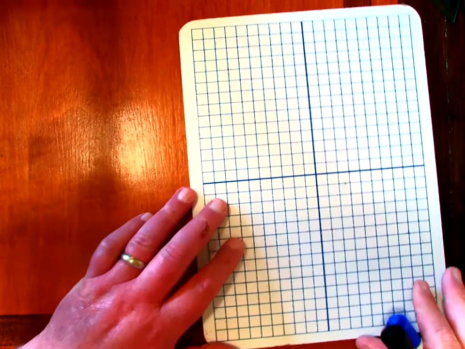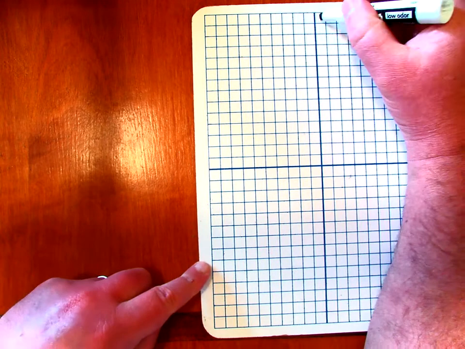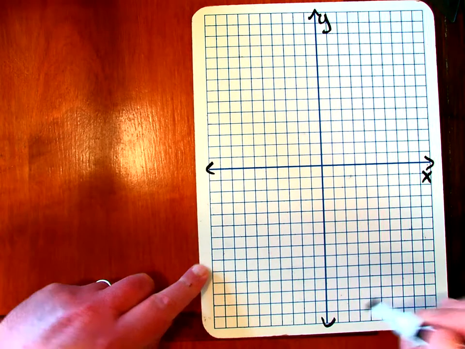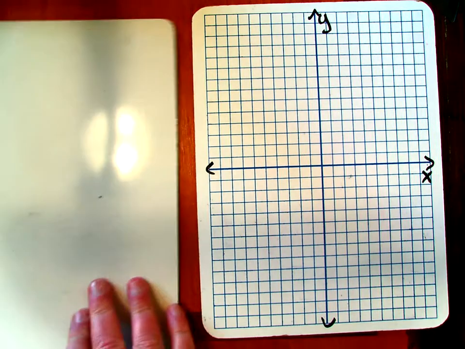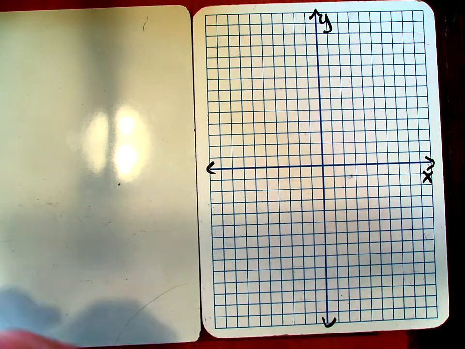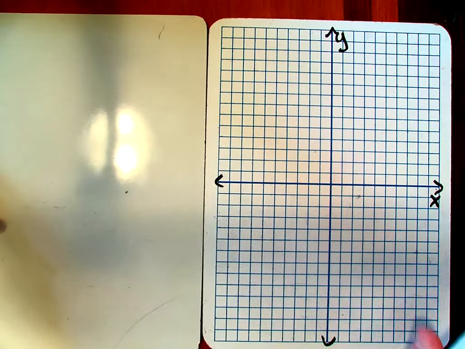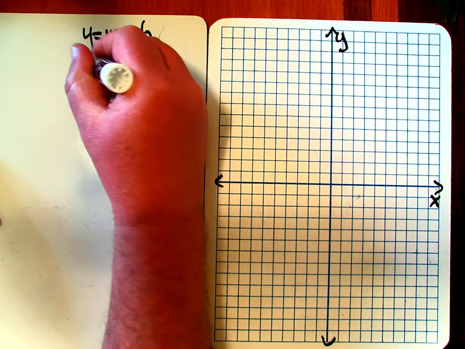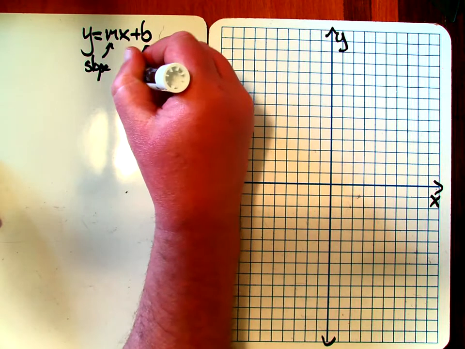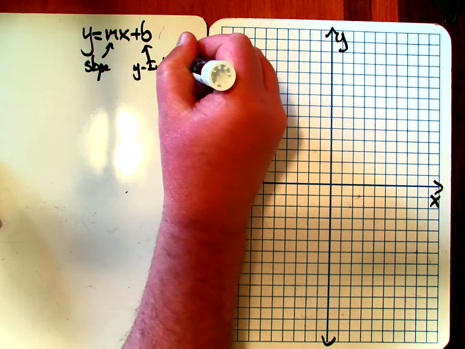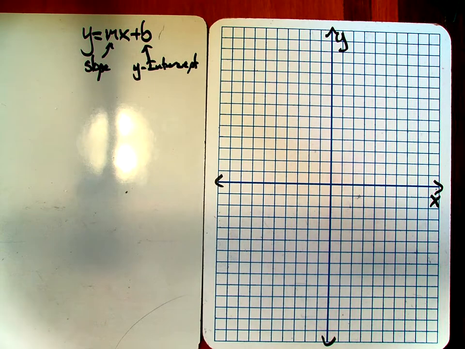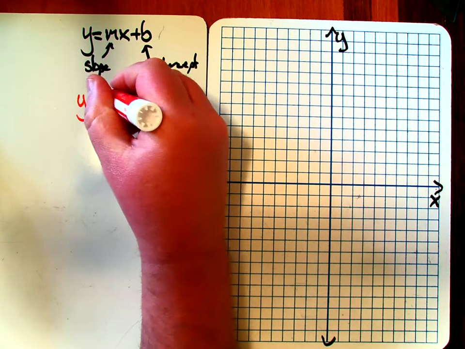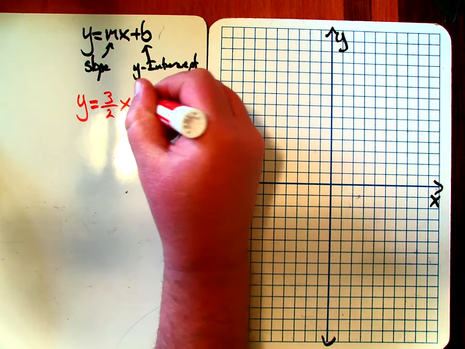I have my handy XY chart, and again, my vertical is the output. That's the y. My input is the x. And x and y can have positive and negative values. Let's just start off with an equation in slope-intercept form. And again, slope-intercept form is y equals mx plus b. M is slope, and b is the y-intercept. So I'll do my first line in red. I'm just going to make up an equation. Y equals 3 over 2 times x plus 4.